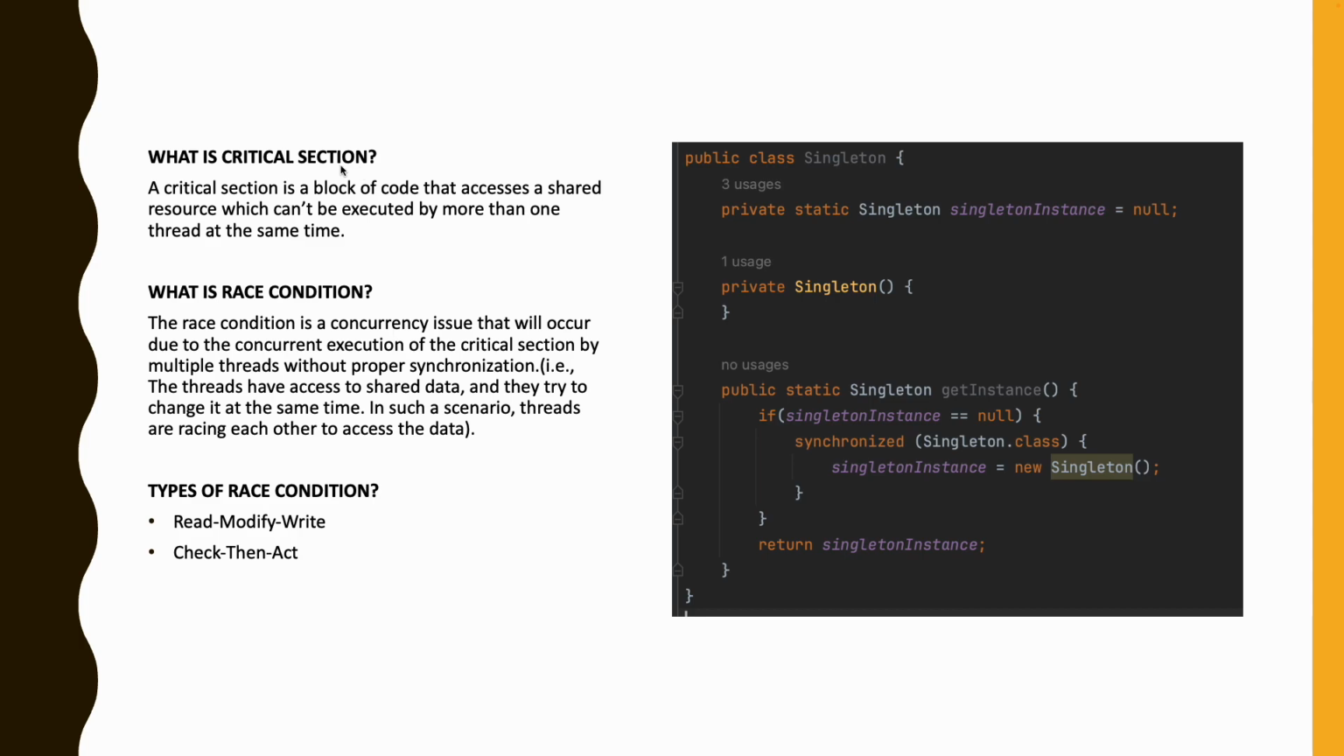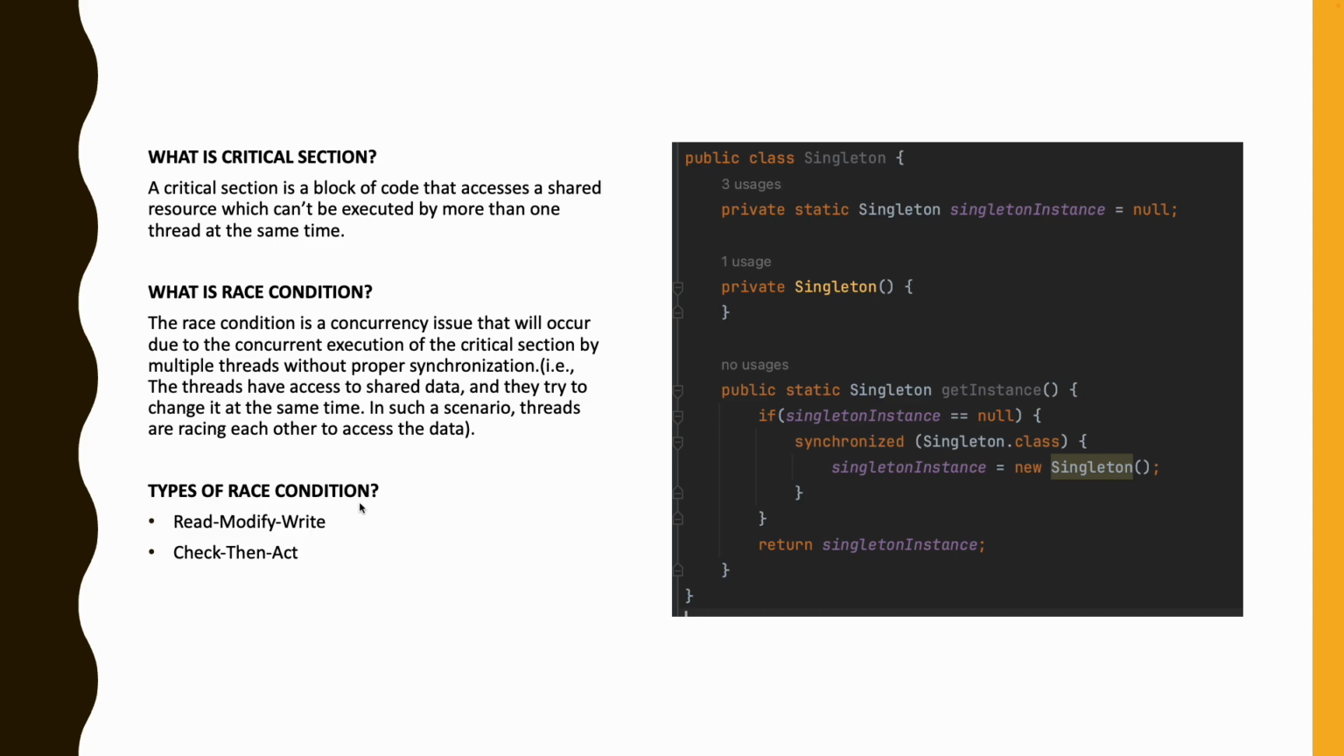As we are now clear about what critical section is, let's move on to race condition. What is a race condition? The race condition is a concurrency issue that occurs due to the concurrent execution of the critical section by multiple threads without proper synchronization. That is, the threads have access to shared data and they try to change it at the same time. In such a scenario, threads are racing each other to access this data, and this condition is called race condition.